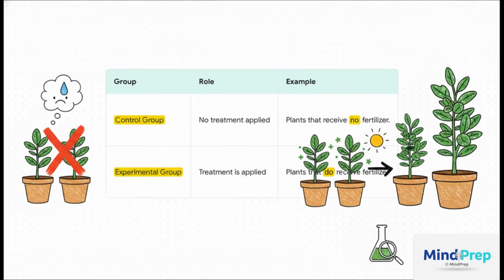This table right here shows that comparison perfectly. Let's use that classic fertilizer example. In the control group, you've got plants getting regular old soil and water, nothing new. But the experimental group, they get the exact same conditions plus the fertilizer. And that one single difference is what lets us measure the real effect.